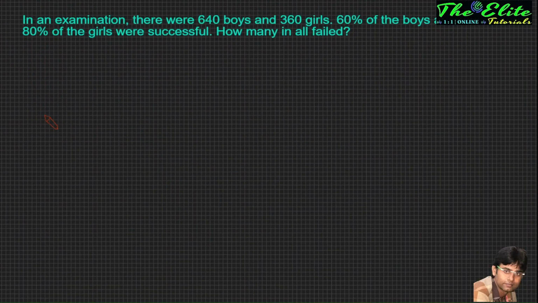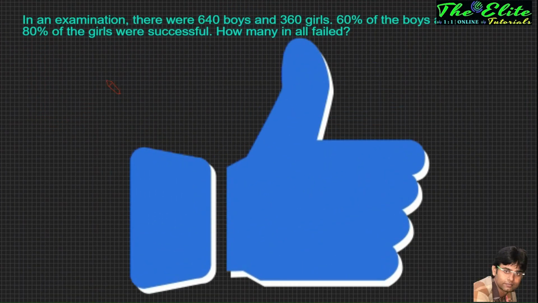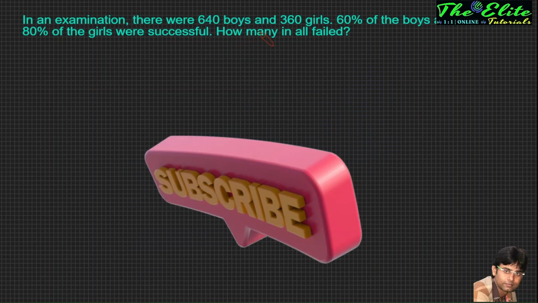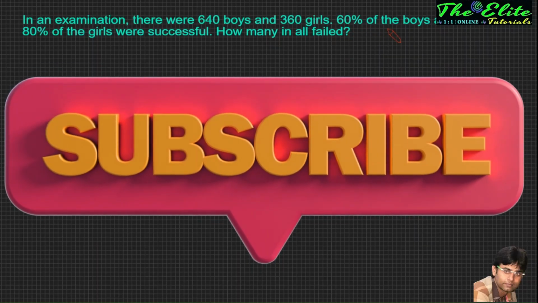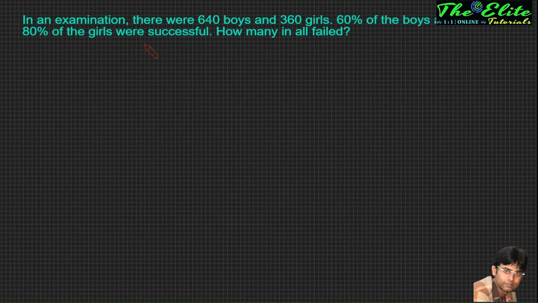Now if we have to find the solution in a different method, that will be like this. There were 640 boys and 360 girls. 60% of the boys and 80% of the girls were successful. So first we will find out the number of successful boys and the number of successful girls. So the number of successful boys will be equal to how much? 60% out of 640, right? So you will find 60% of 640.